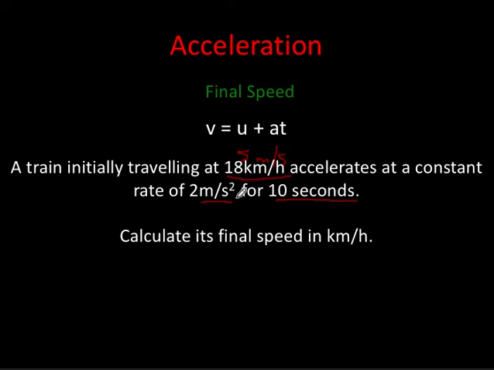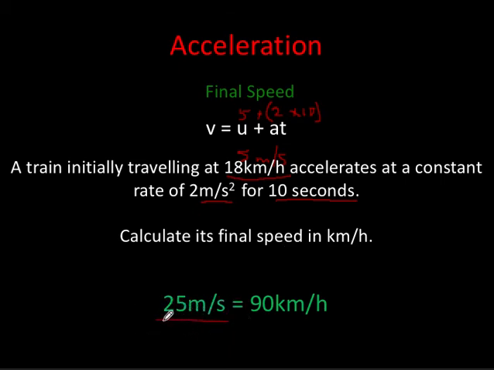So let's plug these numbers into the equation. My initial speed here is 5 plus my acceleration, which was 2, multiplied by my time, which was 10. And I want to do this first. And plus symbol here. So 2 times 10 equals 20, plus your 5 here. That will give you a final speed of 25 meters per second.